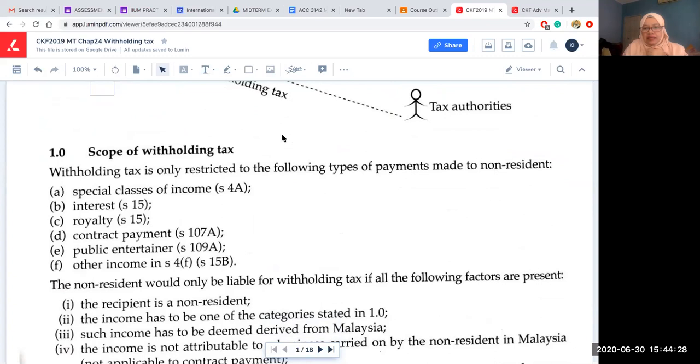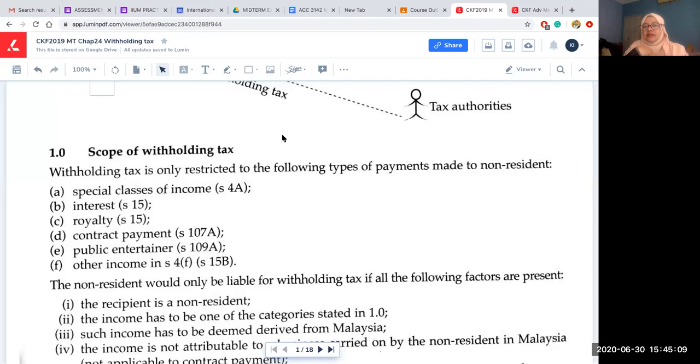In other words, if a company makes payment, expenses in the form of special classes of income, payment of interest, payment of royalty, payment of contract payment, payment for public entertainer and other income under section 4F, and the recipient of all these payments is a non-resident person, then you have to withhold tax. So you have to apply the withholding tax. It means that whatever payment you are supposed to pay, you have to withhold 10% or depending on the tax rate. And the amount that you withhold, you have to pay to RIB within 30 days.